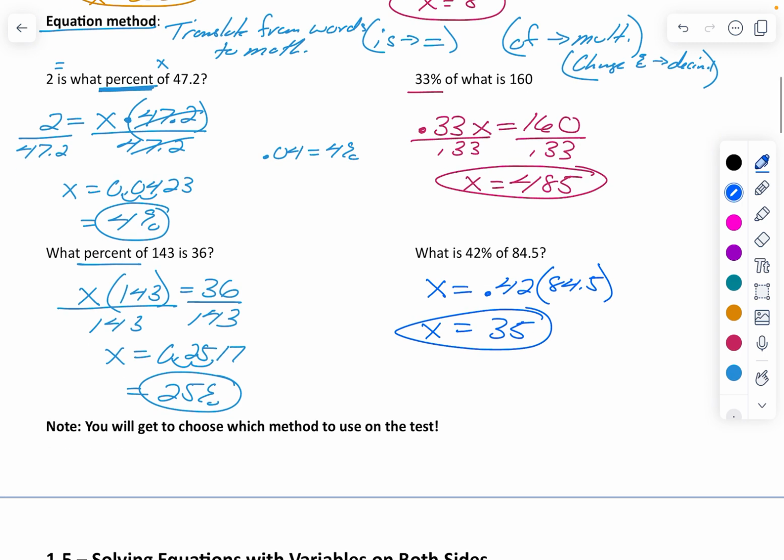So remember, you will get to choose which method you use on the test. Maybe you like writing the equations, maybe you like the proportion. But for the homework, you have to do both. And remember on the homework, even though it doesn't say in the directions, we want to round to the nearest whole number. All right, good luck.